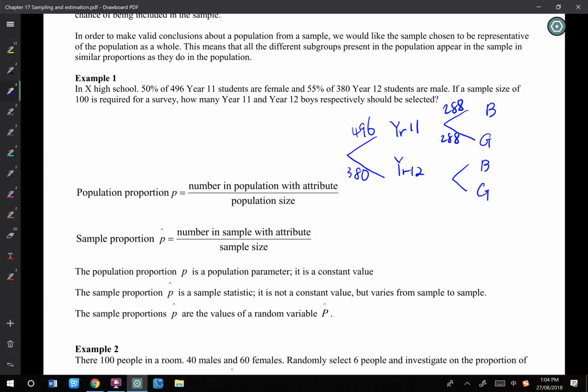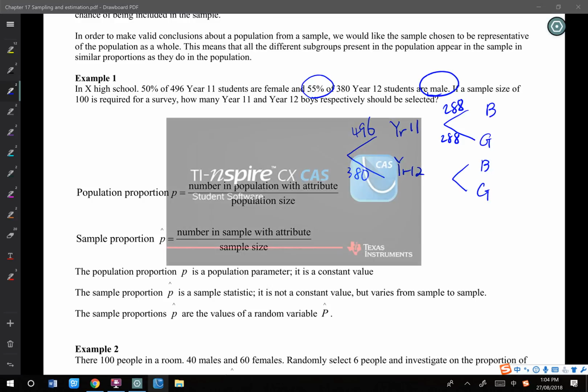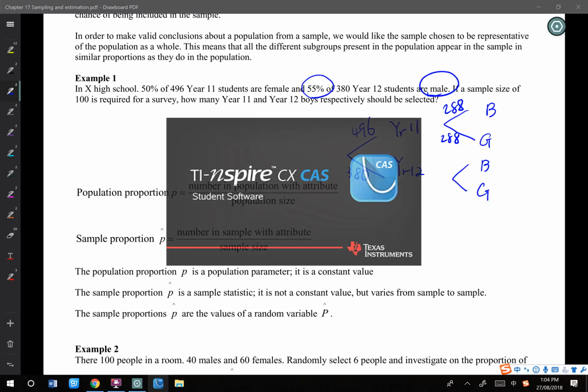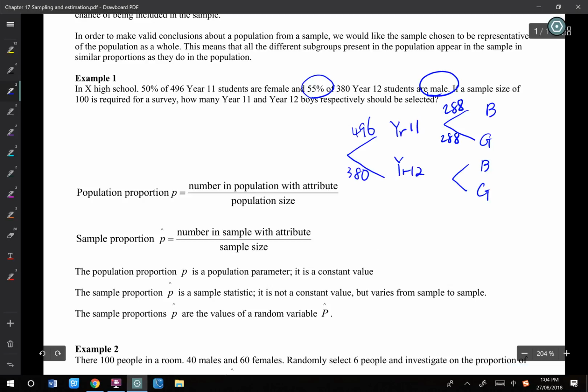Well, 248. And we have 248 girls as well, so half for year 11 boys and girls. And how many year 12 boys do we have? 55% of the year 12 are male. So what I should do is 380 times 0.55 to work out the value.